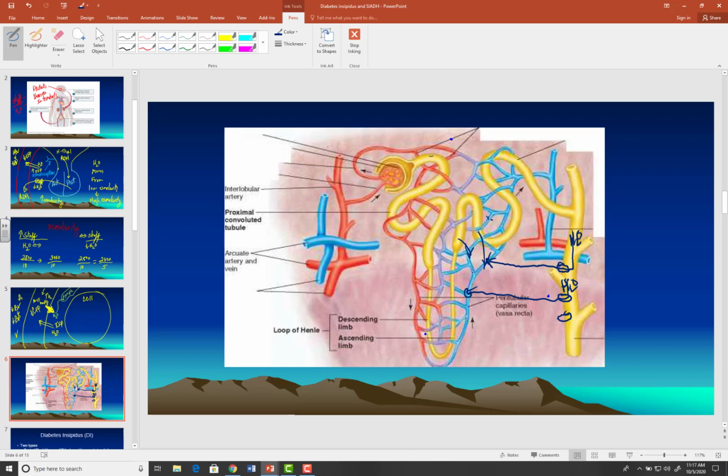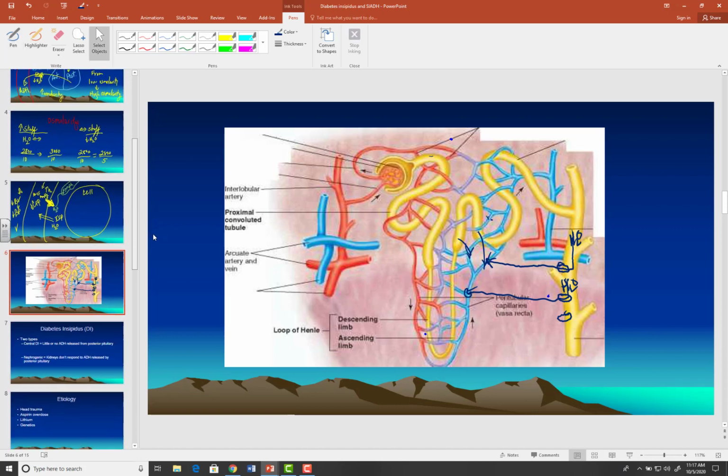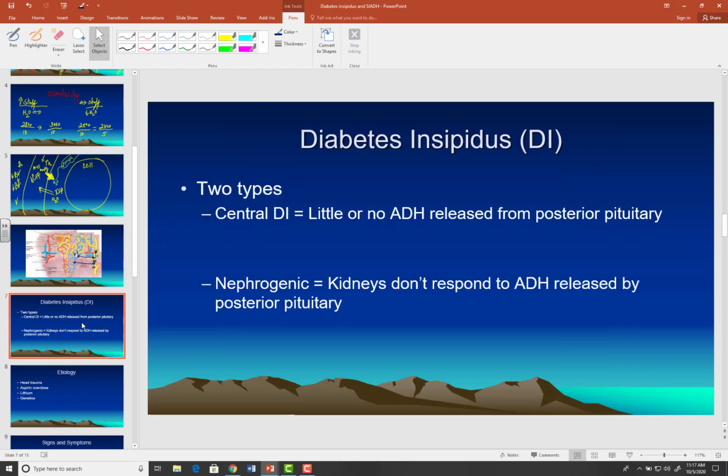And if you look at the name, diuretic, as you probably know, makes you pee. Anti-diuretic means makes you not pee. So that's one of the big effects of ADH. Now, if you look at the condition called diabetes insipidus, there are basically two types. There's central diabetes insipidus, and that's primarily a problem with the posterior pituitary, so little or no ADH is released. And then there's nephrogenic. Genic means to originate, right?